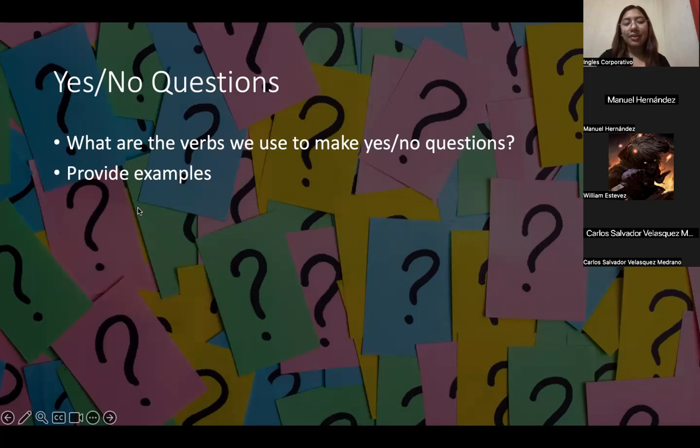Be, do, modal verbs, have, yes, awesome. Okay, guys, so we are going to provide examples. Vamos a dar unos ejemplos, uno de do, uno de have, uno de modal verb, y uno de be. Do you understand that? We're going to do it orally. We're going to use our microphone. It could be have, do, or modal verb. Do you remember those questions?